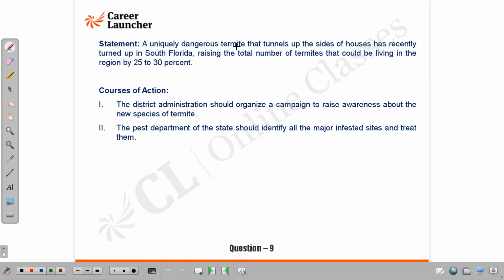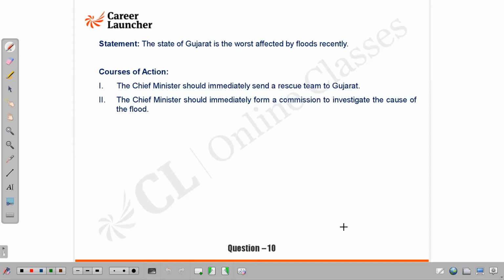Look at 9, a uniquely dangerous termite. Okay, look at the words very carefully. Tunnels up the sides of the houses has recently turned up in South Florida, raising a total number of termites that could be living in the region by 25 to 30%. The district administration should organize a campaign to raise awareness about the new species. Absolutely, because it's a new species, so people should be warned. And the pest department of the state should identify all the major infested sites and treat them. Absolutely correct. So both of them follow, and therefore that is the correct answer.